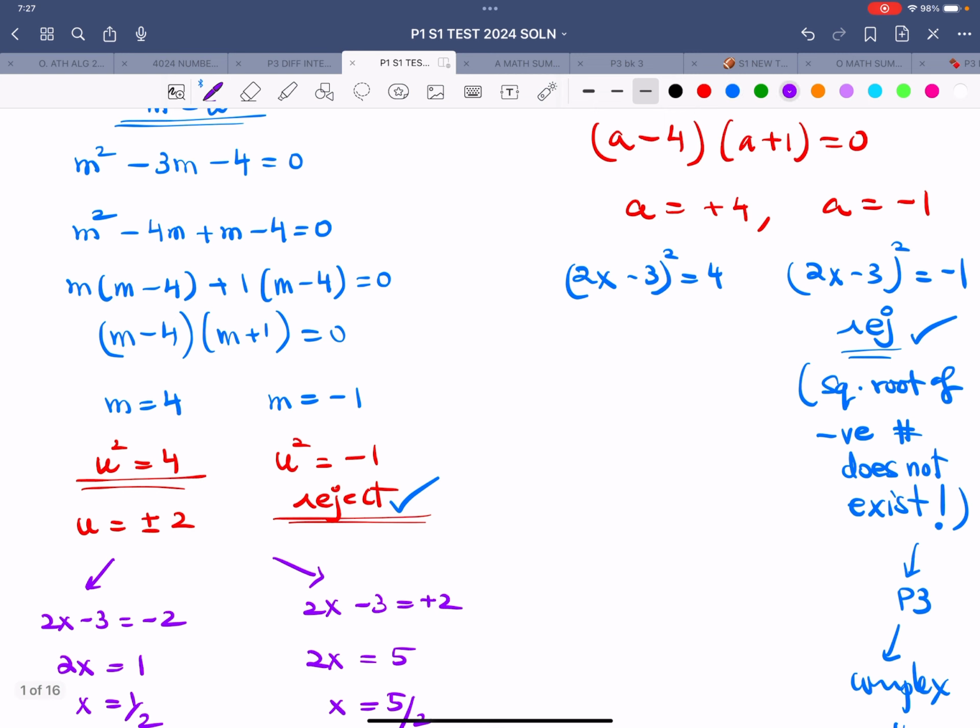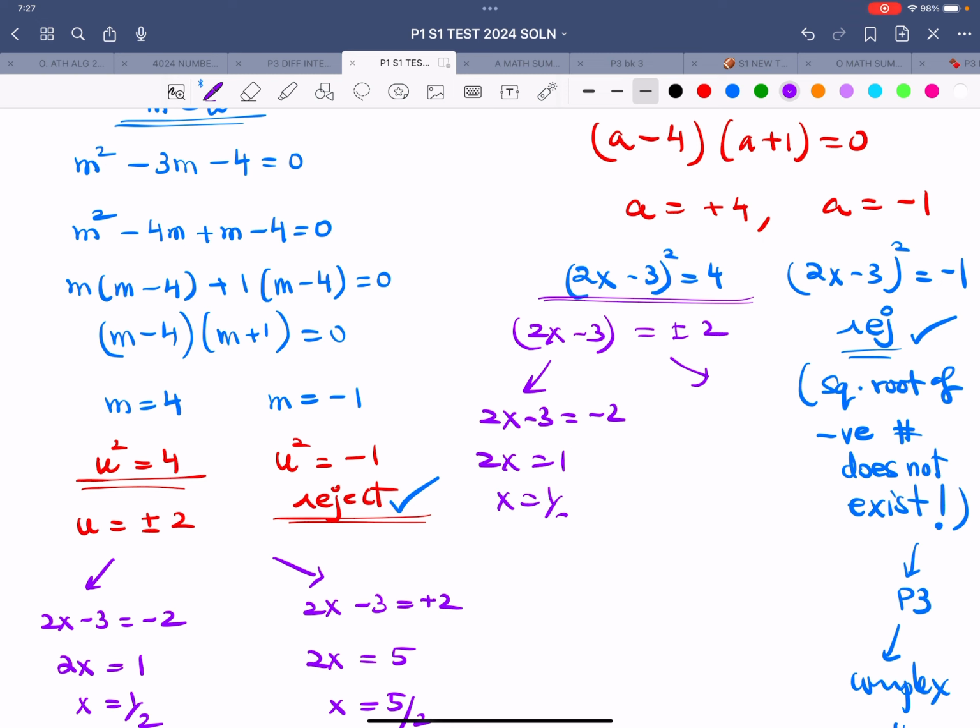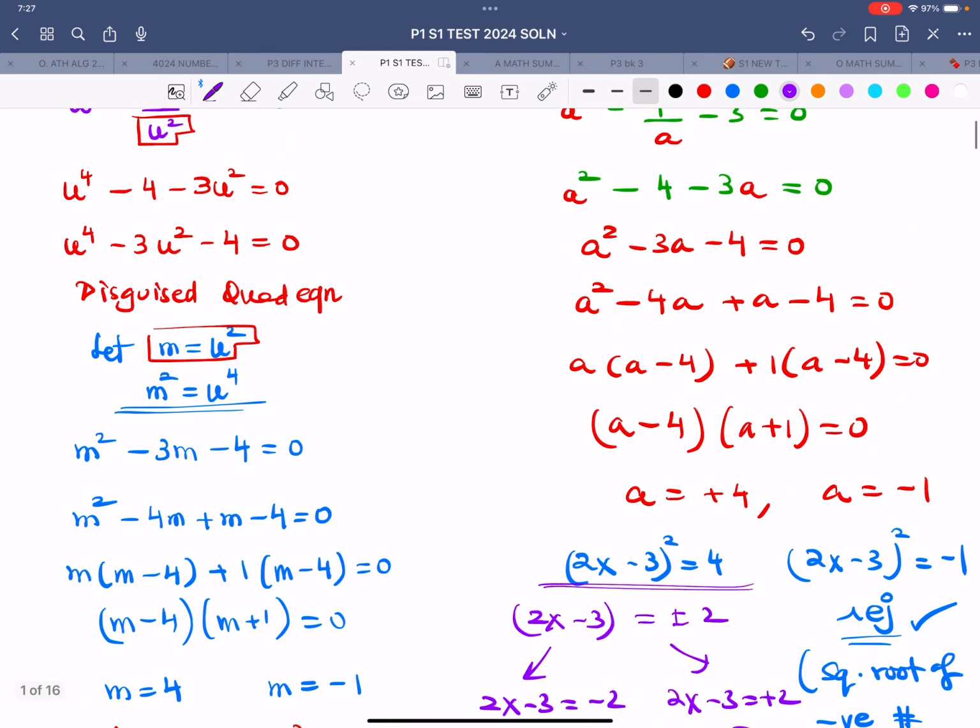So coming back to this, if I solve this one, therefore 2x minus 3 equals plus or minus 2. So it's either or. 2x minus 3 is negative 2, 2x equals 1, x is half, and 2x minus 3 equals positive 2, 2x equals 5, x is 5 over 2, and these are the two possible answers. That is right over here.